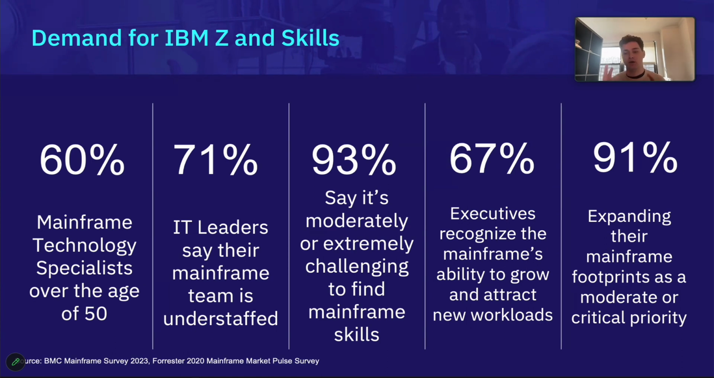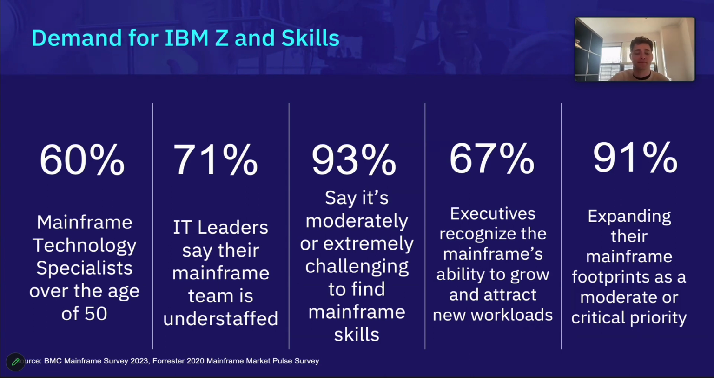And while that's happening, while these companies can't find skills today, executives are recognizing the mainframe's ability to attract new workloads. 91% are expanding their mainframe footprints as a critical priority, meaning that they want to do more. I mean, we talked about how open source this platform is, and it's increasingly open source, so they can do so much more. They can bring so many more workloads onto the mainframe. They can save costs because they're already using the mainframe. They might as well use it for more, but they can't because they don't have the people. They don't have the skills.